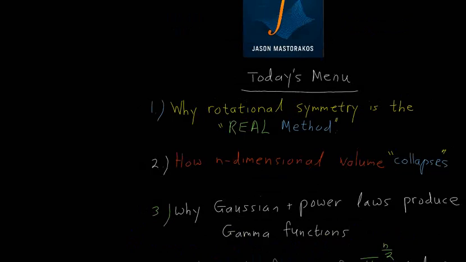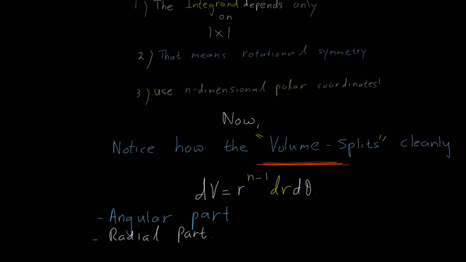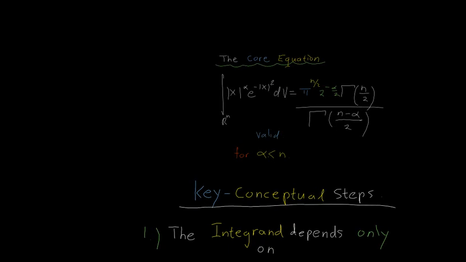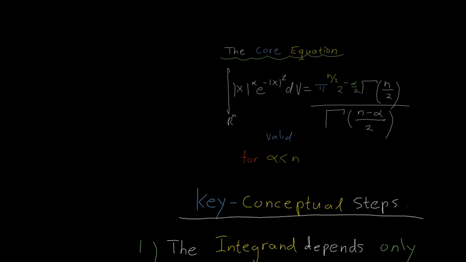Okay, so let's look at something interesting here. The core equation that we want to look at is the following. This is an integral over the region R^n. We have an integral over R^n of the absolute value of x to the alpha, times e to the negative absolute value of x squared, dV. And it turns out it's equal to this expression here.